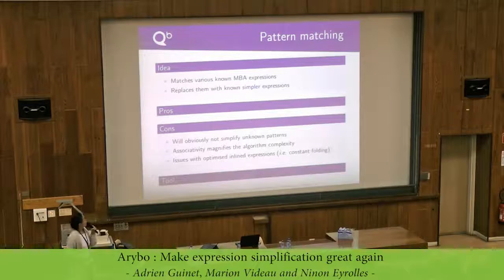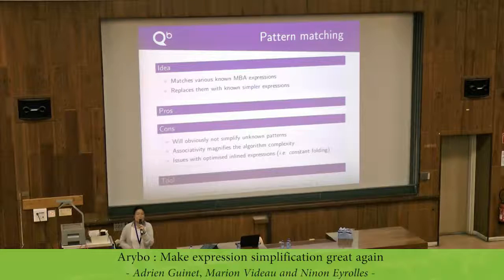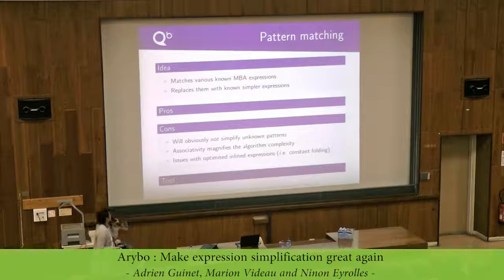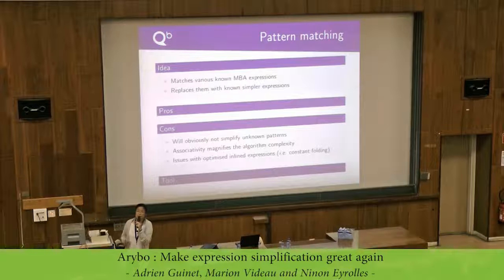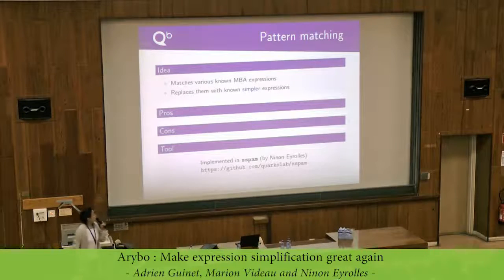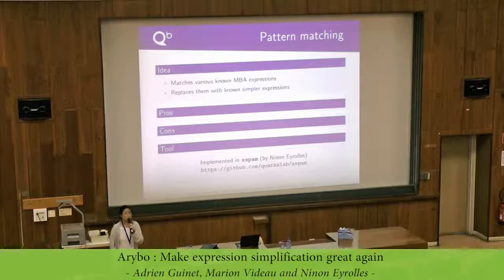The problem is, of course, it will not simplify unknown patterns. You can do magic, but not miracles. And associativity magnifies the algorithm complexity. And there are issues with optimized inline expressions, like constant folding, which complexify the process. And as for the tools, as I told you, Ninon implemented it in the tool called SPAM.